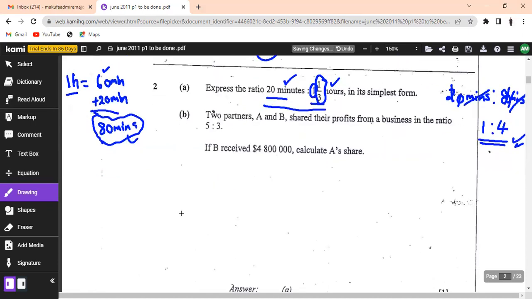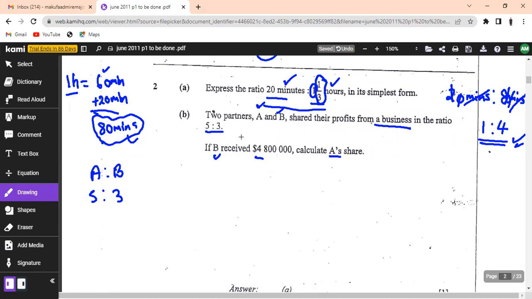Okay, there are two partners, A and B, and they shared their profits. So these are two businessmen, and they have got to share their profits in a business in the ratio of 5:3. So this is A as to B. So A is the one that is going to have 5 parts, and B is the one that is going to have 3 parts. That is A as to B. And B receives 4,800,000. Calculate A.